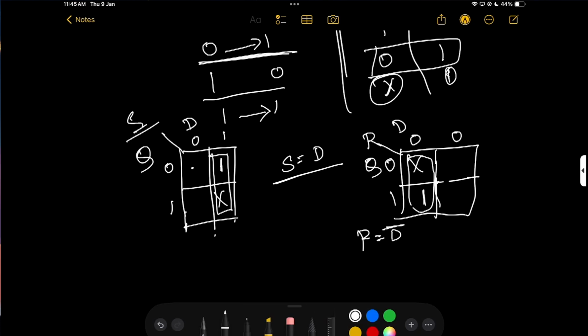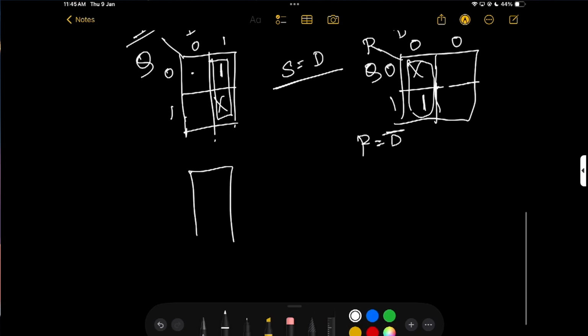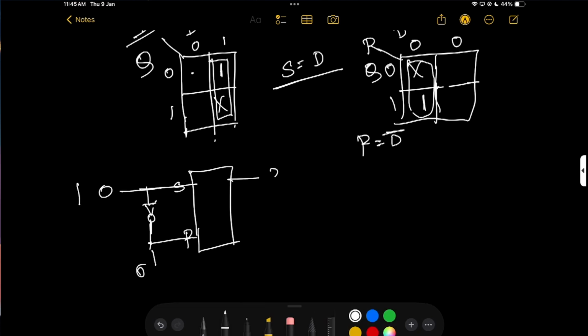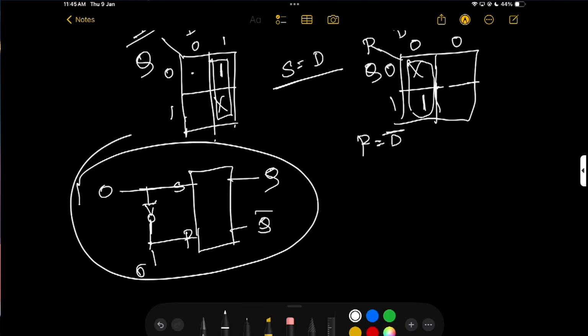So its circuit looks like this: this is SR latch, S, and this is R. So just like that. If we give 0, here is 1. If we give 1, here is 0. And this is Q and this is Q bar. So this is basically D latch.